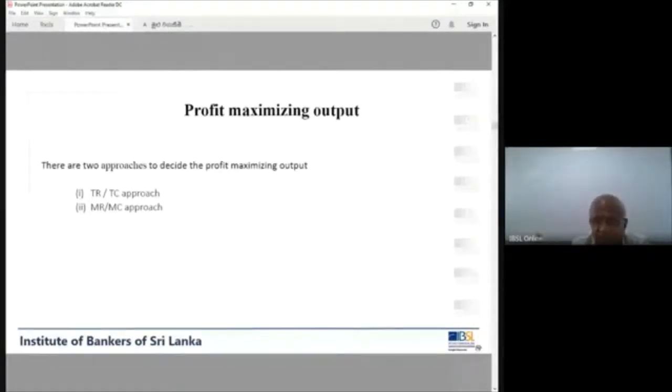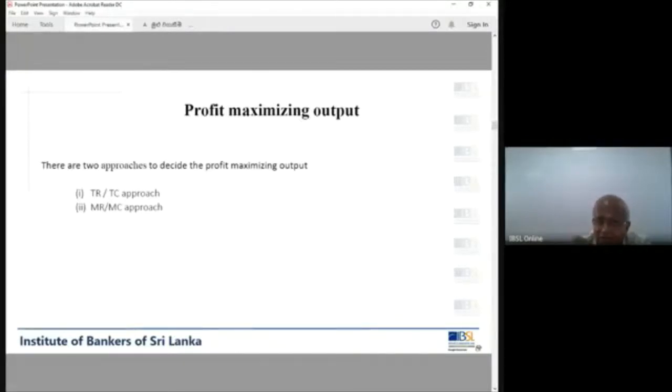Sometimes one can say to get the break-even level. Break-even level means no profit, no loss. Revenue equals cost. In terms of accounting, revenue equals accounting cost. That is the zero profit break-even level. To get the break-even level, you can decide the output level. Now, here the question is to get the maximum profit, positive profit, not the zero profit.